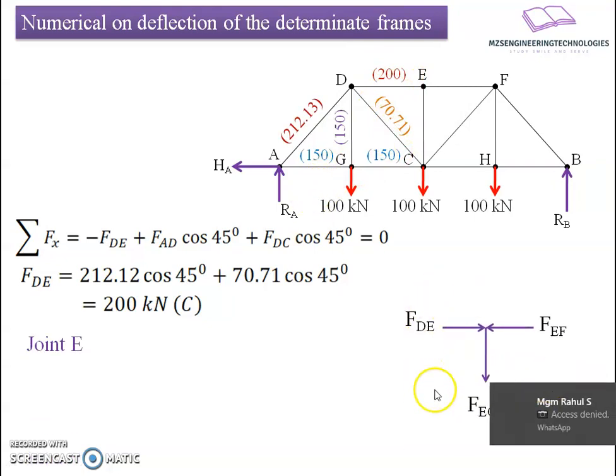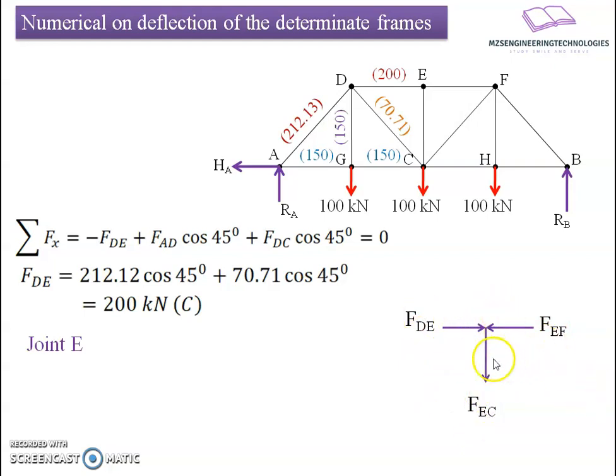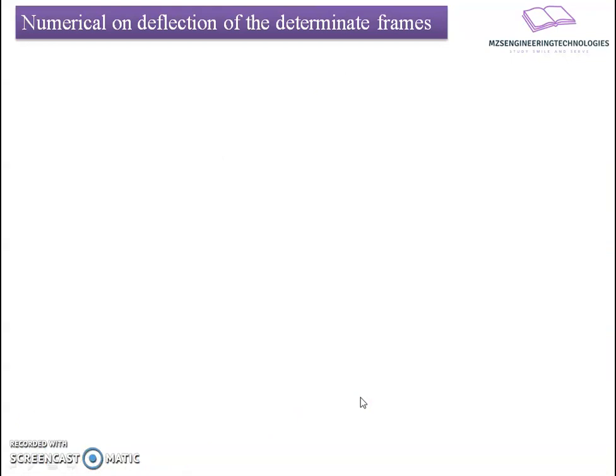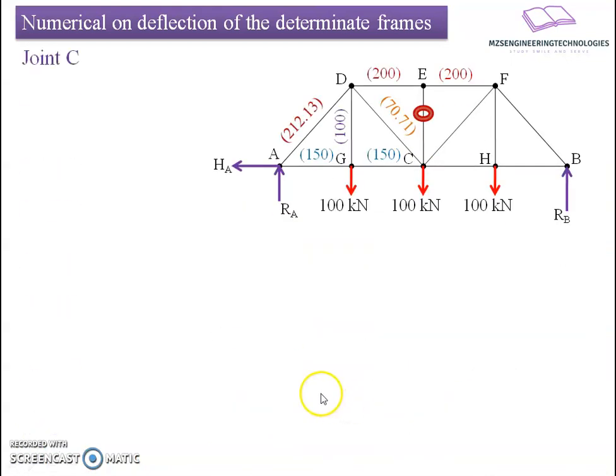If I take a free body diagram of joint E, FDE, FEF and FEG are the three forces, of which FEF and FEG are not known to us. So I will apply summation of forces in horizontal direction. We get the relation FDE minus FEF equals 0. So FEF is equal to FDE, which we know as 200 kilonewton compressive in nature, whereas there is no vertical force to balance, so this component will yield zero value if I take summation of forces in vertical direction. I will put this value on the picture for ready reference and move towards the next joint, joint C.